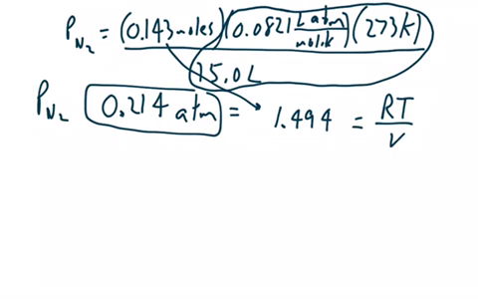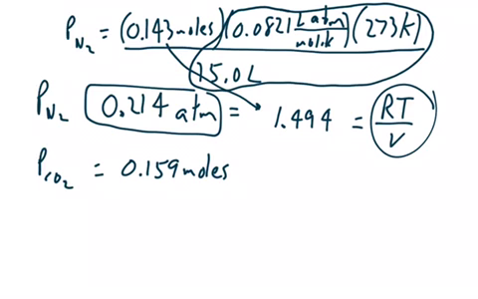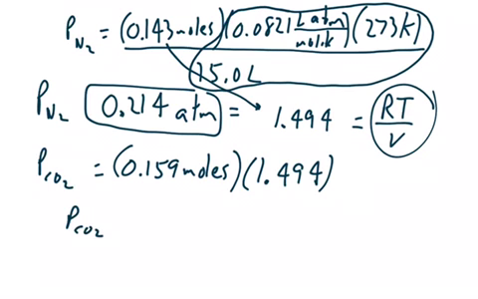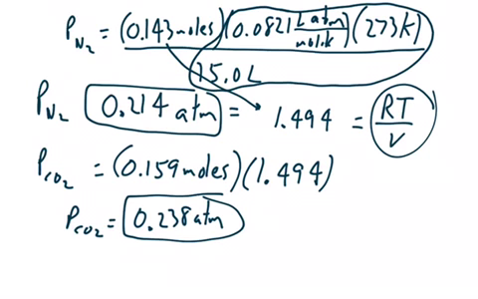Now, the reason I'm showing you this is because let's do the same thing with CO2. The moles of CO2 is different. The moles of CO2 is 0.159 moles. But this part, RT over V, is the same, because they're in the same container. So if you multiply that by 1.494, you're going to get a partial pressure of CO2 equal to 0.238 atm.